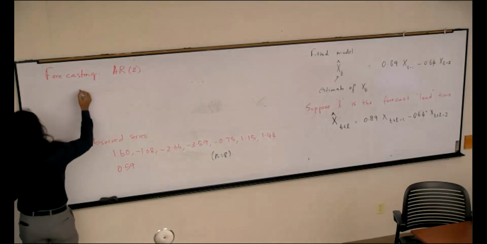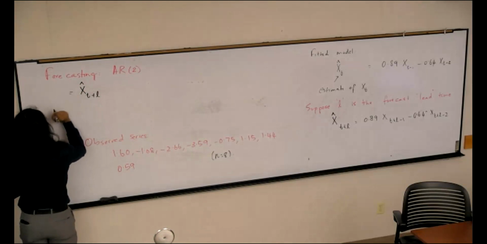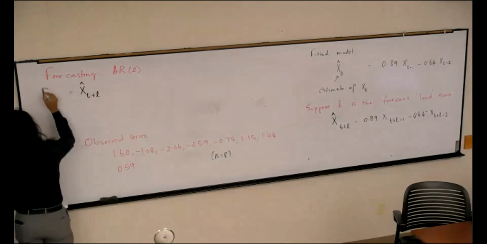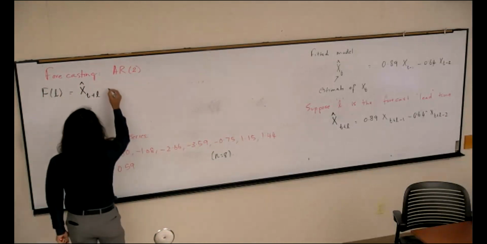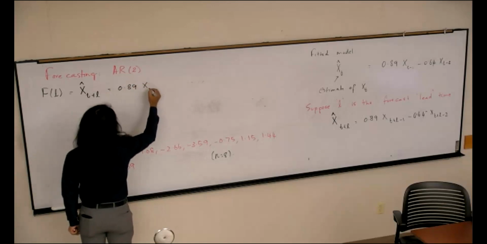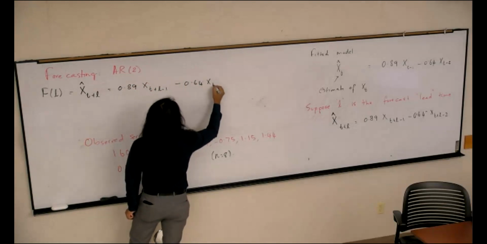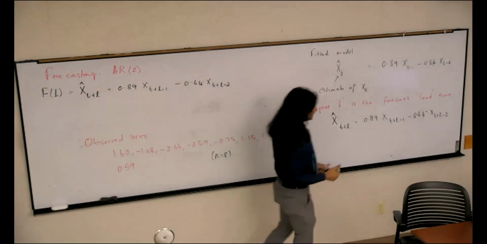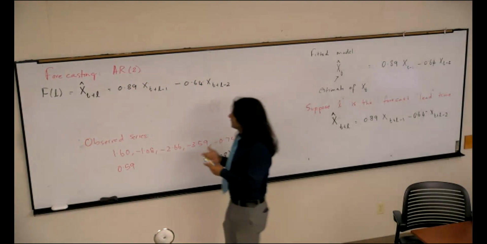So, we give it a letter. Forecast at lead L. When L is equal to 0, you are simply at XD, correct? So let's start with f of 0.